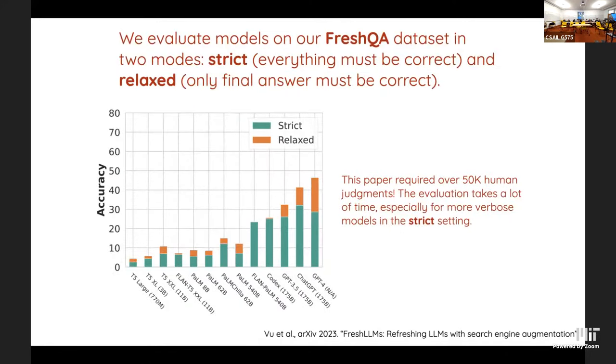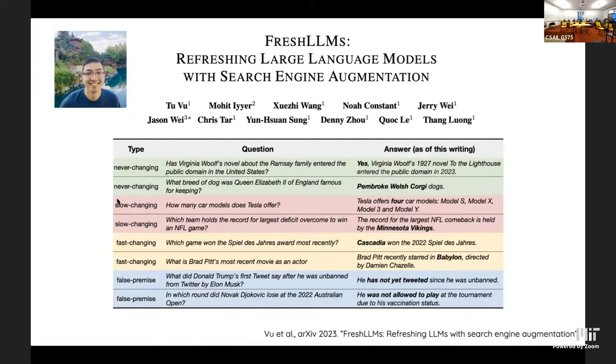Okay, so I just wanted to highlight that this is also a benchmark for these search engine augmented language models. Some of the questions here are like, what is Brad Pitt's most recent movie as an actor? The answer to this question changes relatively quickly, right? So you need to have up-to-date information included in the prompt or in whatever other setup you have in order to answer the question correctly.